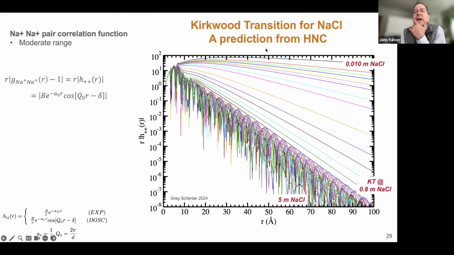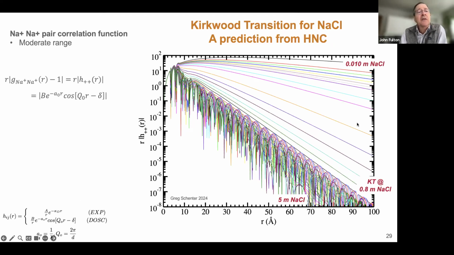And this is the prediction of the Kirkwood transition for sodium chloride. What we're looking at here is the R-weighted absolute value of the G of R. This H function is just the sodium pair distribution function minus 1, and we're looking at the absolute value of this cosine function here. As the cosine value passes through 0, we get these cusps.